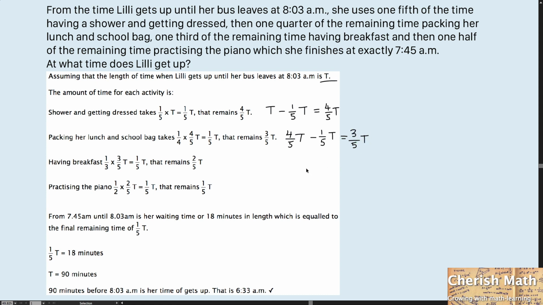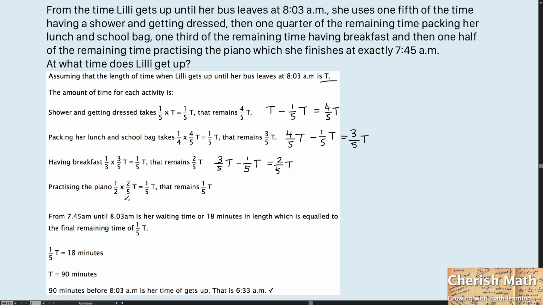And now the answer is 150 as the time taken for the breakfast. That remains 250, and I got 250 by using 350 of the remaining time minus 150, so I get 250. And now practicing the piano takes 1/2 of the remaining time from this 250.